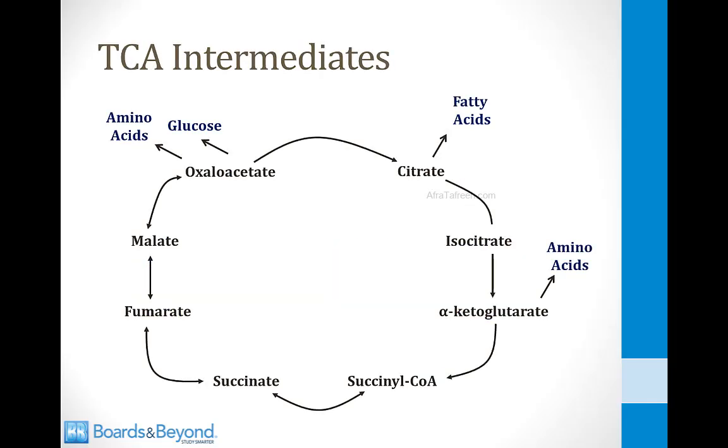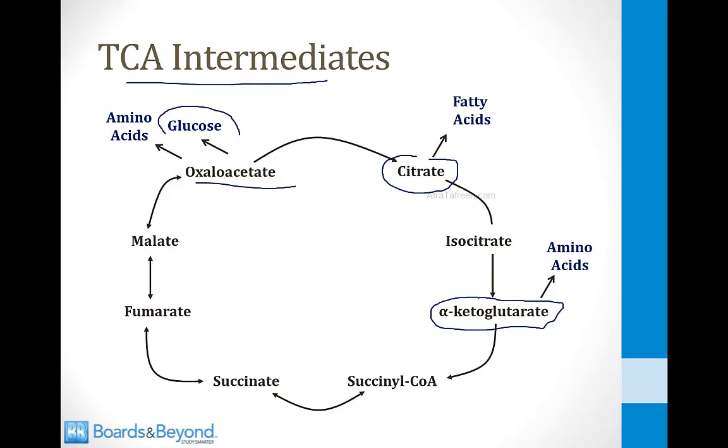So now we've gone through all the reactions of the TCA cycle. On this slide, I just want to point out to you that many of the TCA intermediates are used in other metabolic pathways. Citrate is very important for fatty acid synthesis. Alpha-ketoglutarate is involved in the metabolism of many amino acids, so is oxaloacetate. And then as I showed you on the last two slides, oxaloacetate can be used to synthesize glucose via gluconeogenesis.